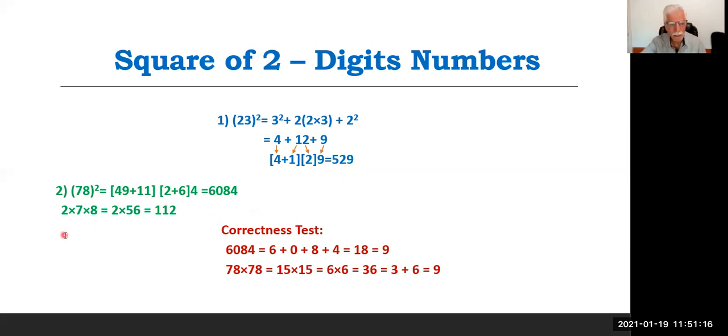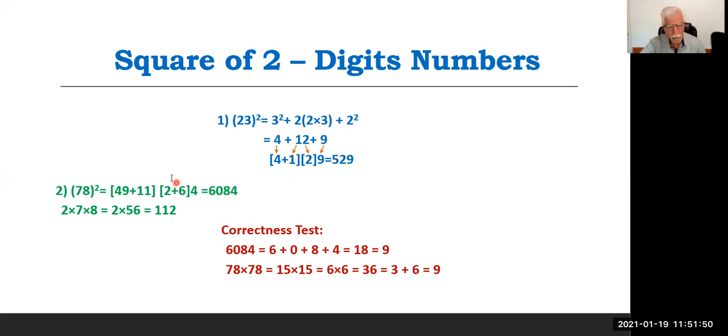Now let's see how to find the square of 78. We do the same thing. It's the same procedure, just the number is different. So the first thing we do, we find the square of 8, which is 64 right here. So the first digit of 64 is the first digit of the square of 78 right here.